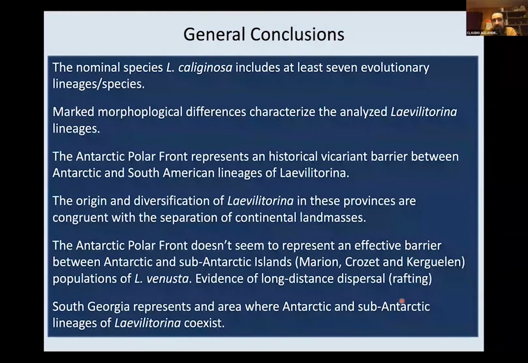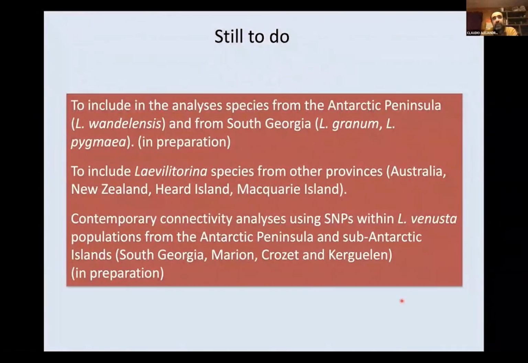And South Georgia represents a very interesting biogeographic area for Levillitorina, because on this island we can find lineages from southern South America and from the Antarctic Peninsula together. Still to do, we have to include in the analysis more species from the Antarctic Peninsula, Levillitorina wandelensis, and from South Georgia, Levillitorina granum and Levillitorina pygmea, in preparation. To include also Levillitorina species from other provinces such as Australia, New Zealand, and of course, Heard Island and Macquarie Island. And we still require contemporary connectivity analysis using SNPs, for instance, within Levillitorina venusta populations from the Antarctic Peninsula and subantarctic islands, also in preparation.